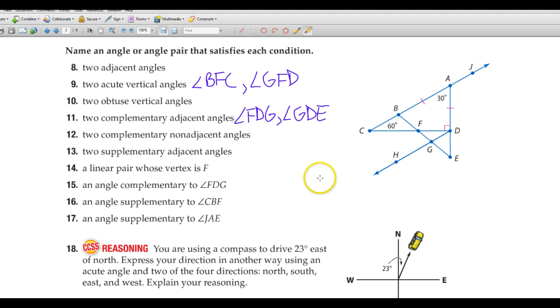Number 17, an angle supplementary to JAE. So JAE would be this angle. Supplementary to that, well, we can just say that its linear pair we know will be supplementary. So this angle plus this angle, which is BAE.